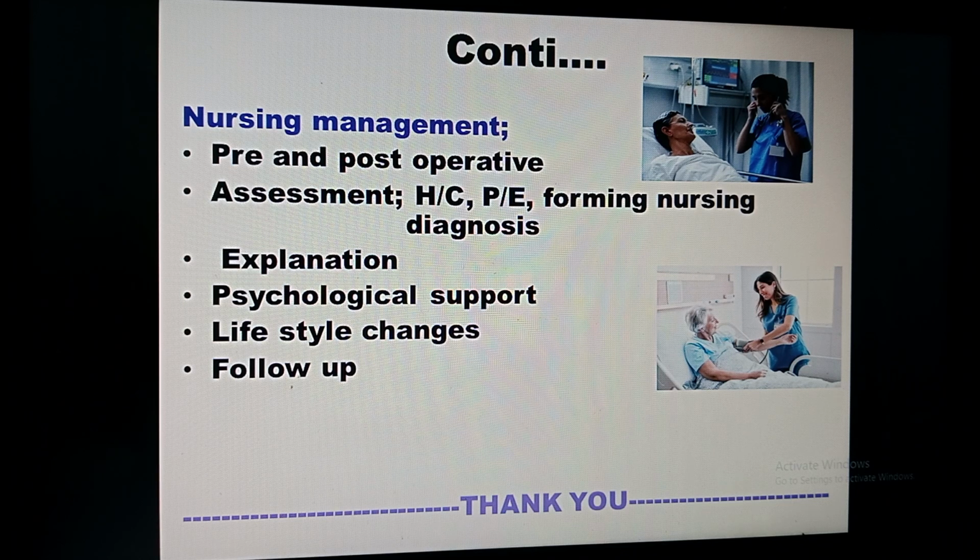PCOD I will be taking separately. They may ask for 5 marks. PCOD is very important.